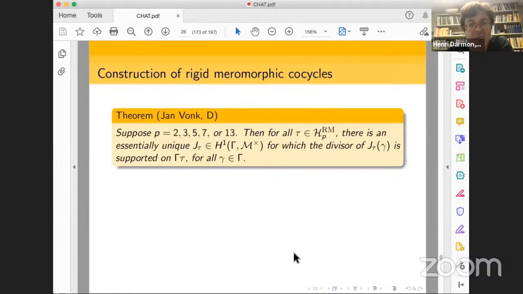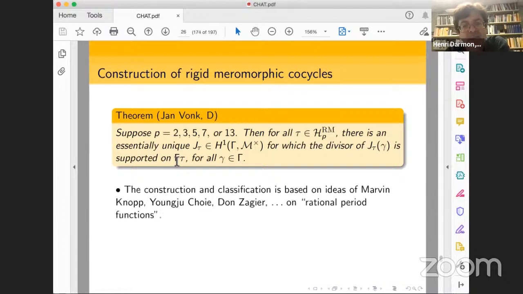And so we formulated the conjecture, or as a theorem actually, classifying these rigid meromorphic cocycles. And we found that actually the divisors, so if you have a class in this H1 with values in M star, then for every tau in the RM points of H_p, there's an essentially unique meromorphic cocycle whose divisor is supported on the gamma orbit of this tau. So there's an intimate connection between divisors of rigid meromorphic cocycles and RM points.